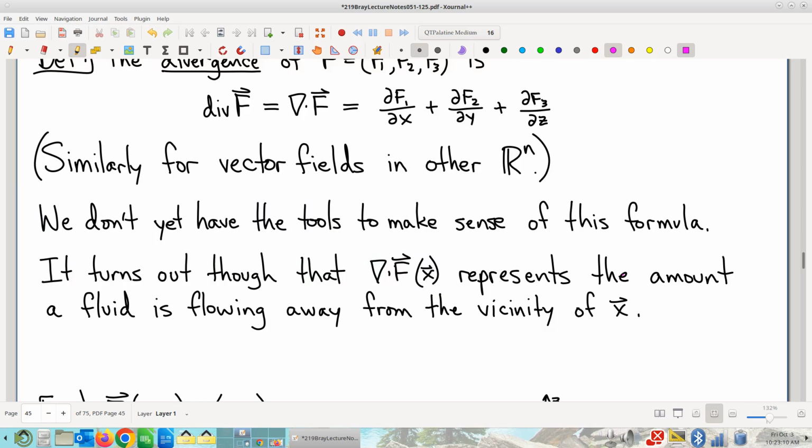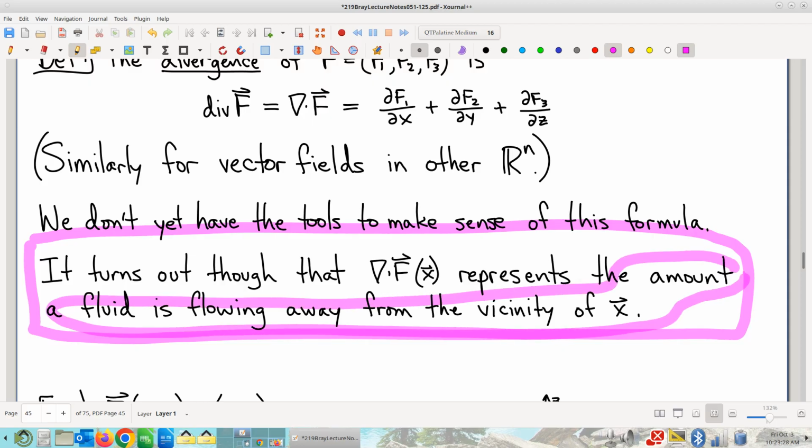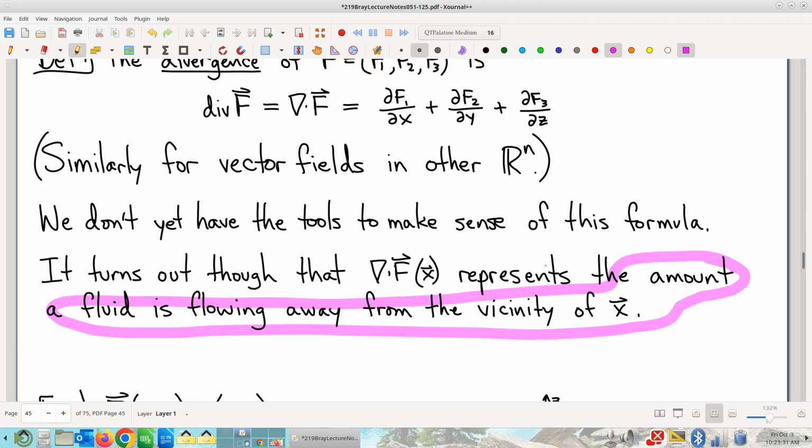Here is, with no justification at all, the way that we're going to eventually be thinking about divergence. And this is what you want to start trying to get accustomed to now. So divergence represents, in some loose sense, how much fluid is flowing outward away from a certain general vicinity. And I know that's vague talk. Again, we don't yet have the tools, so I can't make it not vague. But I can draw some pictures.